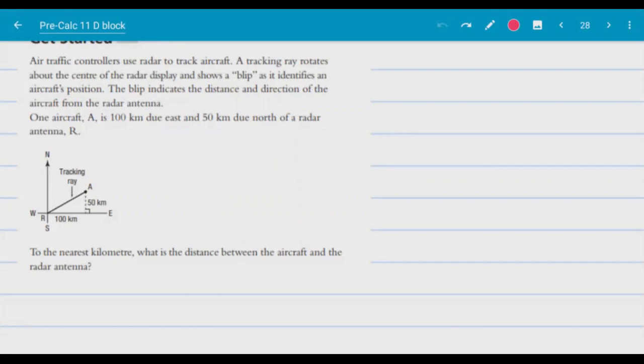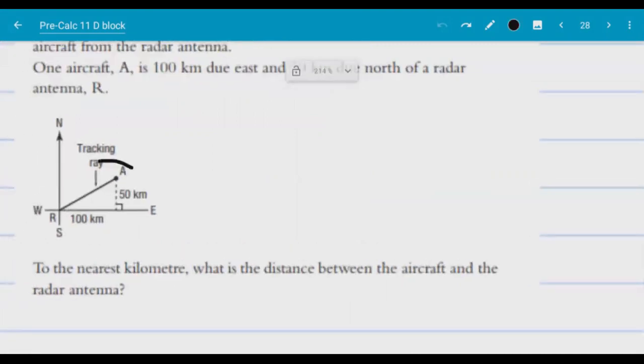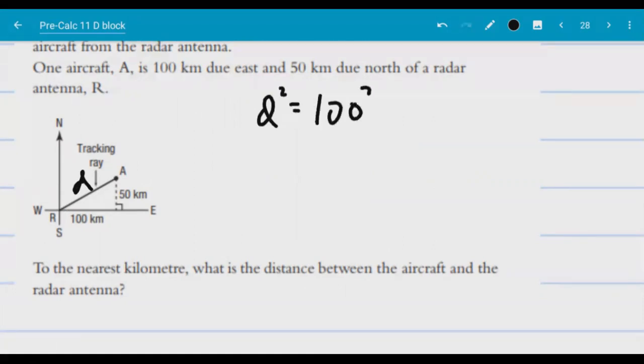Now, I think you could see a right triangle here. Okay. And the right triangle is over there. Okay. And there is your right angle. So, how do you find this? You do Pythagoras. Okay. So let's call this distance d. If that distance is d, therefore d squared is equal to 100 squared plus 50 squared, because the Pythagoras is given by a squared plus b squared equals c squared.